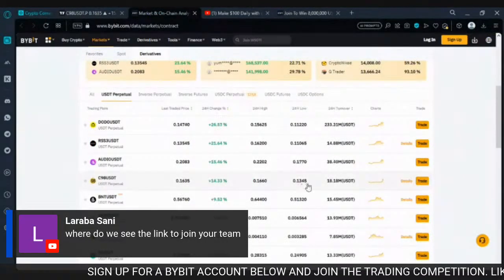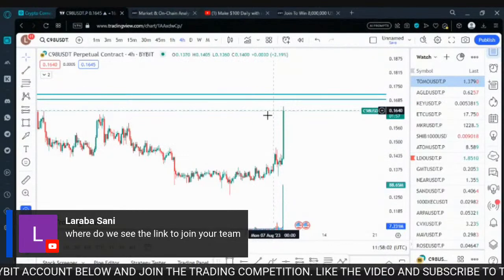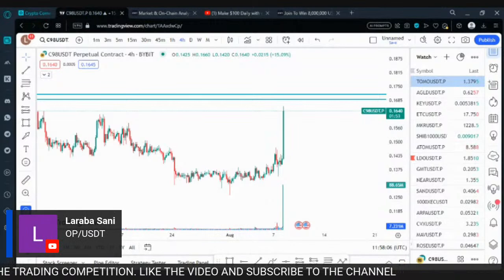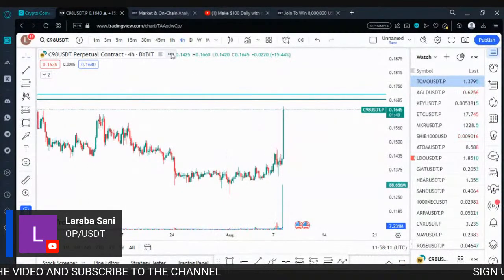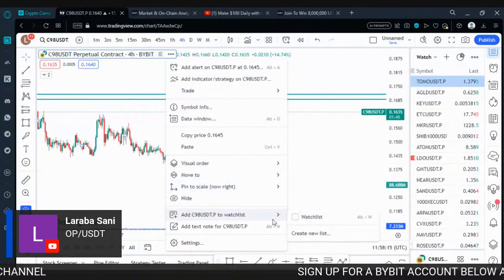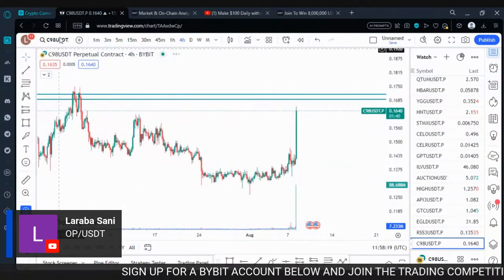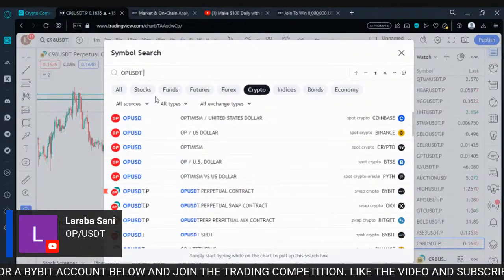Okay, C98, we have about 80 million. It's a good one. So you can enter at 70 cent. Short at 70 cent and thereabout. Let's see how that plays out, guys. All right, so let's look at OPUSDT.